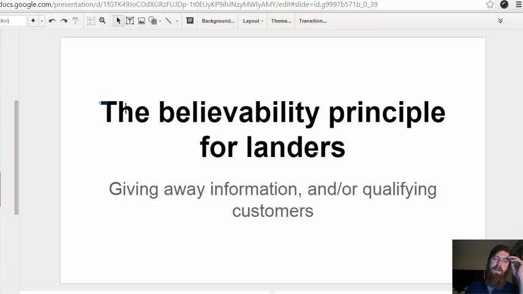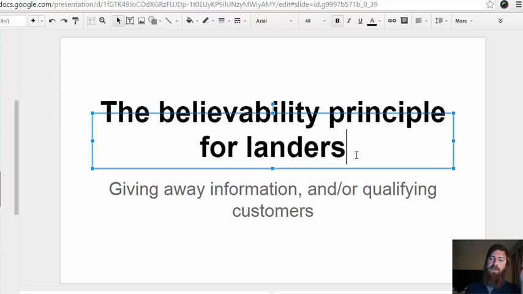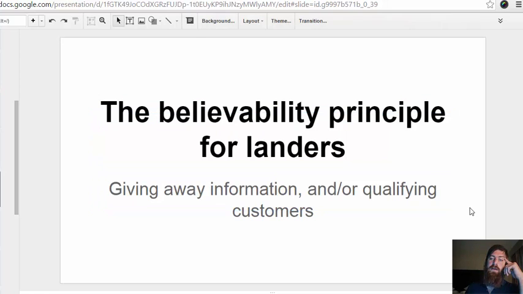Now here's a big one. I call it the believability principle now. The believability principle for landers. Give away information. Give away a lot of information. And qualify customers if you can. Qualifying customers can be done in multi-part landers.